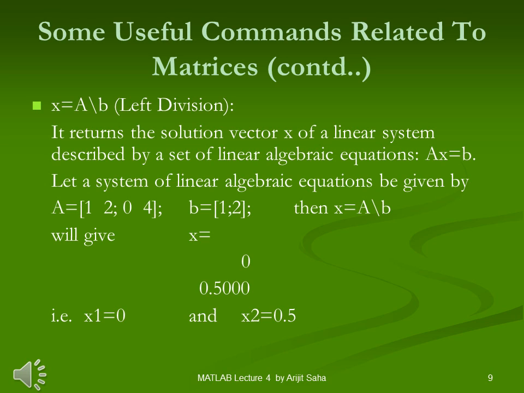We are accustomed to normal division, but here we want to show left division. X equal to A left division B returns the solution vector X of a linear system described by a set of linear algebraic equations Ax equal to B. So if A equal to [1 2; 0 4] and B equal to [1; 2], then X equal to A left division B will give X equal to 0 and 0.5. That is X1 equal to 0 and X2 equal to 0.5.